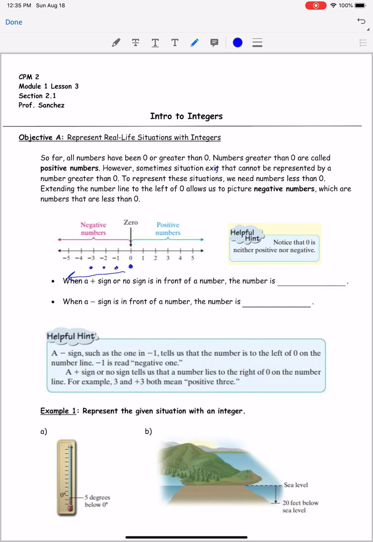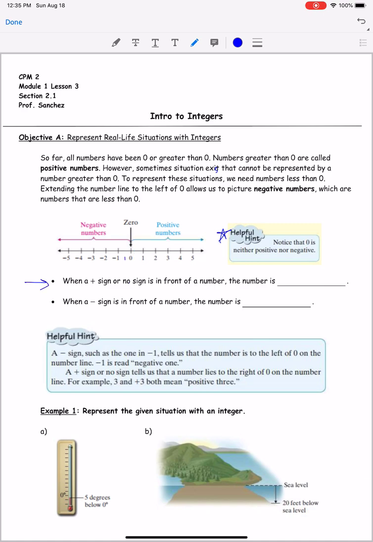And so you have a little helpful hint here that says, notice that 0 is neither positive nor negative. Notice here, there's not a positive in front of it or anything like that. You've got positive numbers here. You've got negative numbers here. 0 is neutral. It's not positive nor negative.